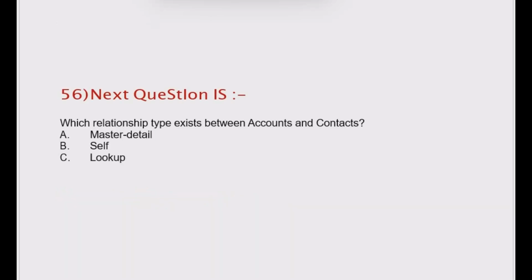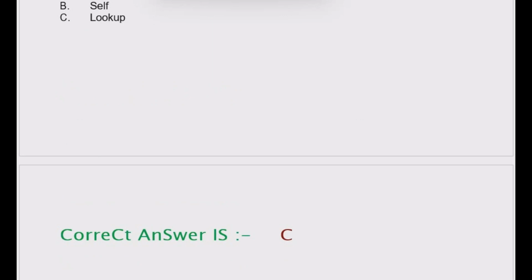Question is, which relationship type exists between accounts and contacts? Option A. Master detail. Option B. Self. Option C. Lookup. Correct answer is option C.